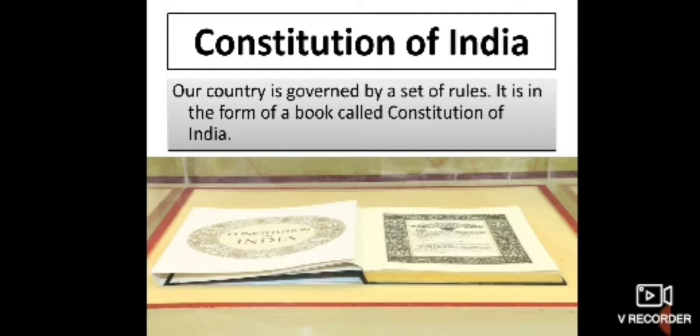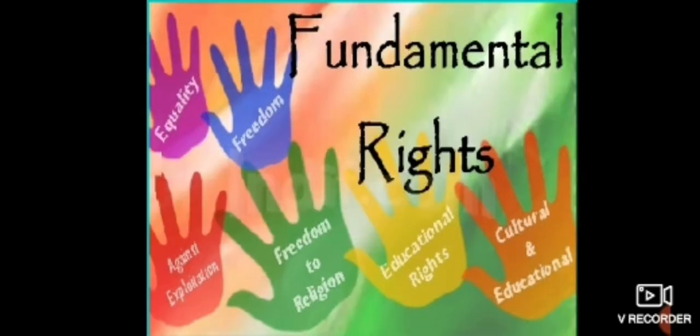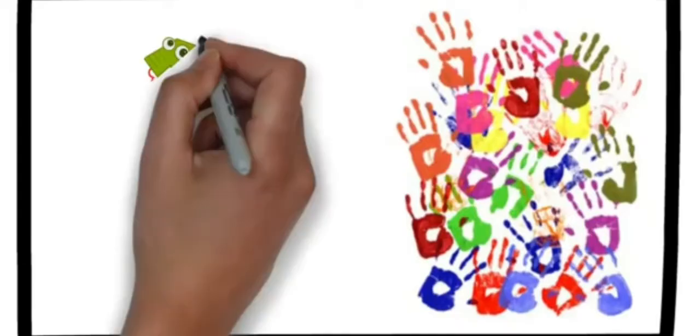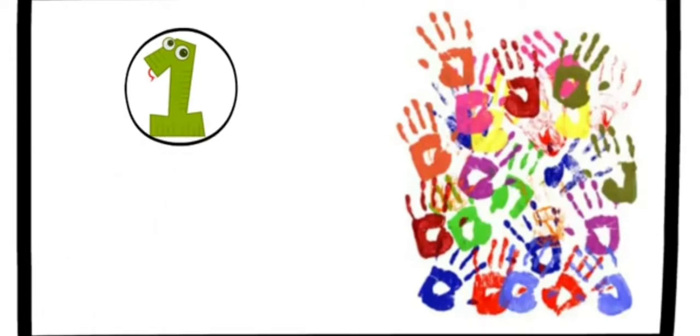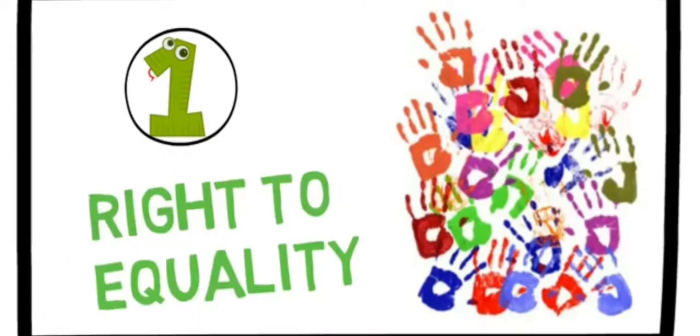Okay, students, the rights that we have from our government are called fundamental rights. And these rights are right to equality, right to freedom, right against exploitation, right to freedom of religion, educational and cultural right. Students, these all are the fundamental rights. Now let's learn about all these rights in depth. The first fundamental right is right to equality.